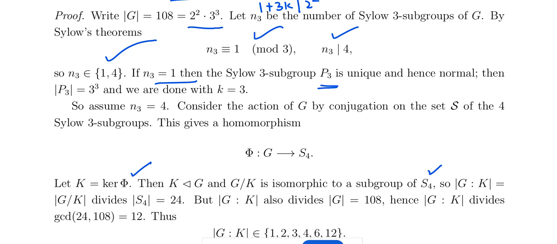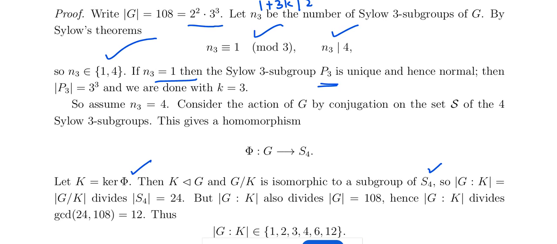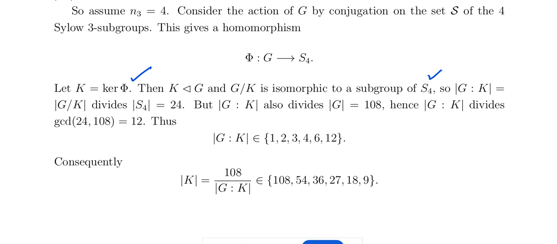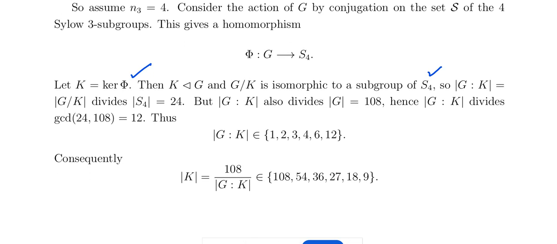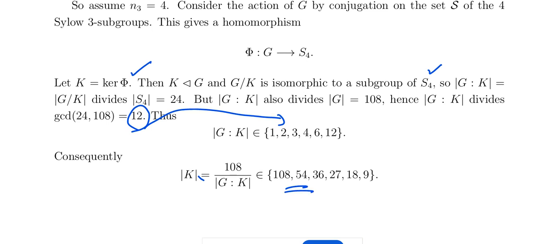So the order of G by K, the quotient set, divides the order of S4, that is 24, and it also divides the order of G, which is 108. So the index of G over K divides gcd of 24 and 108, which is 12. So the index is one of 1, 2, 3, 4, 6, 12, a divisor of 12. Simplifying the order of K times the index equal to 108, we get the result.